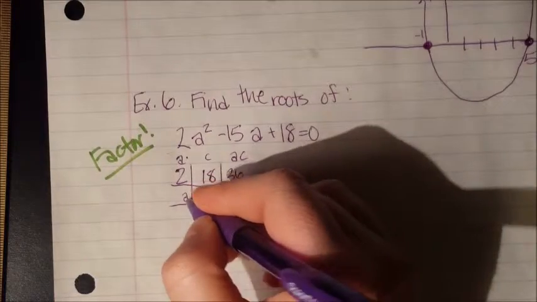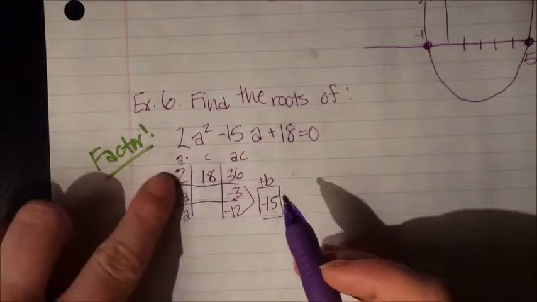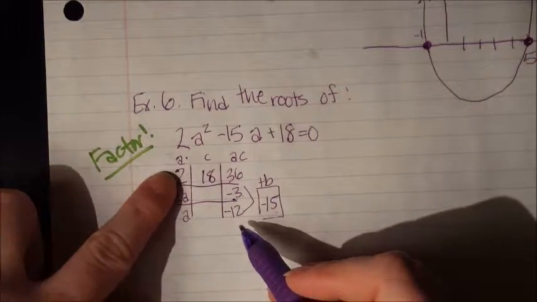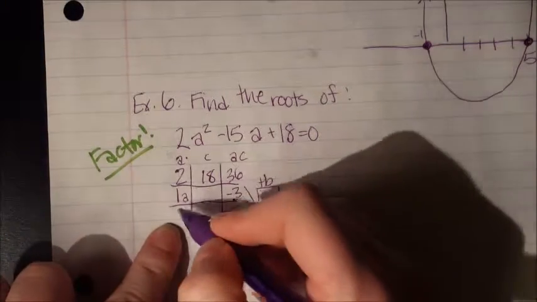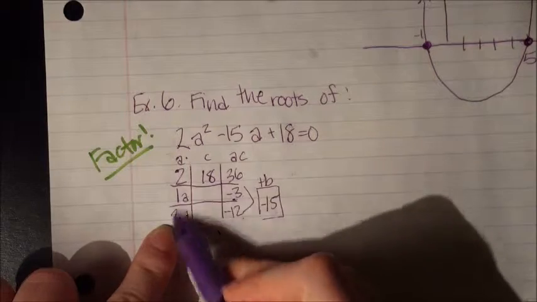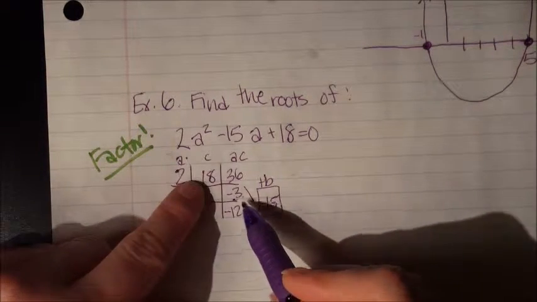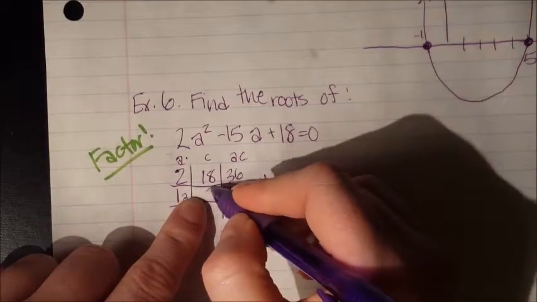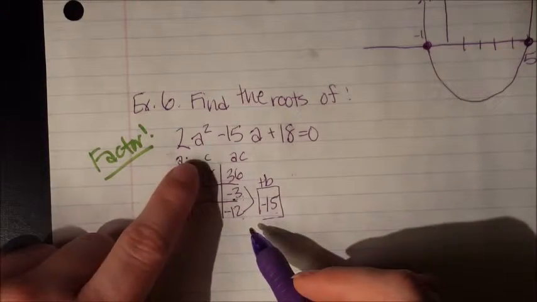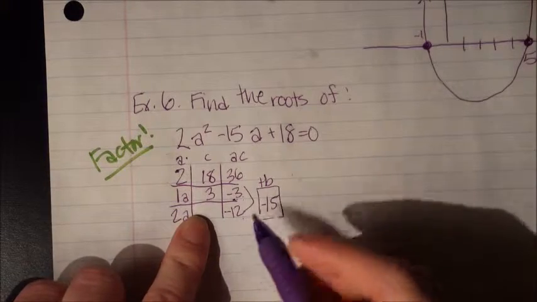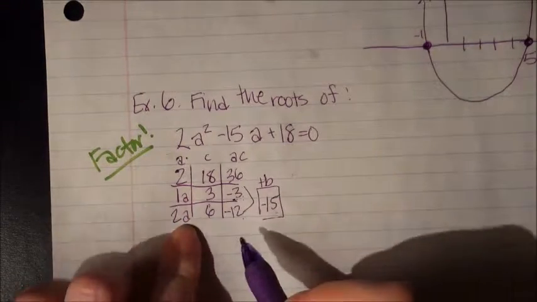Okay, remember we put our variable here. Greatest common factor between 2 and negative 3 is 1. Greatest common factor between 2 and negative 12 is positive 2. This column should always be positive. Don't put any negatives there. Greatest common factor between 18 and negative 3 is 3. Greatest common factor between 18 and negative 12, that would be 6.